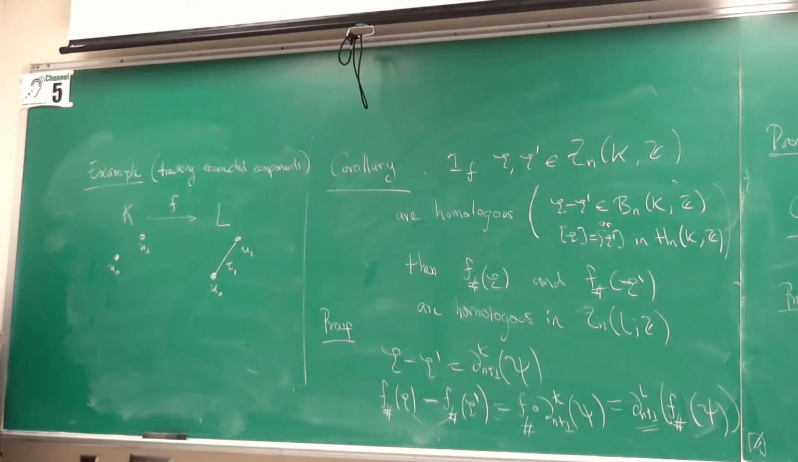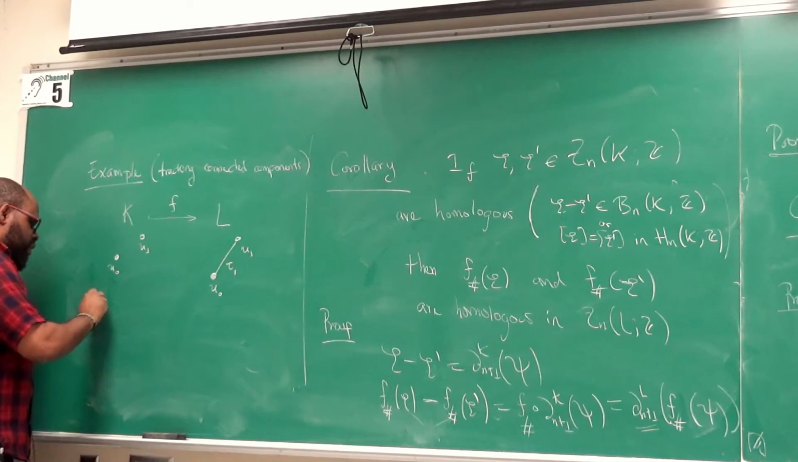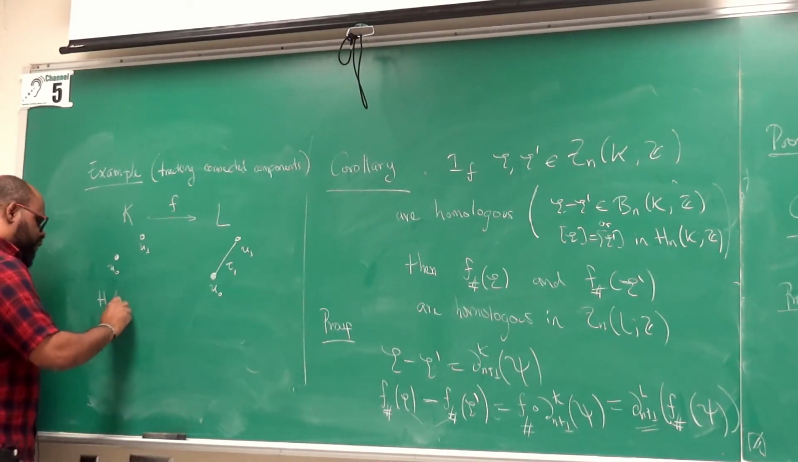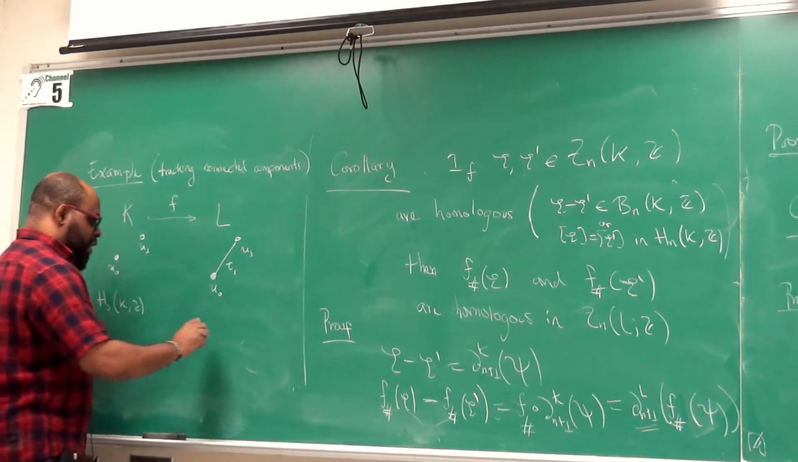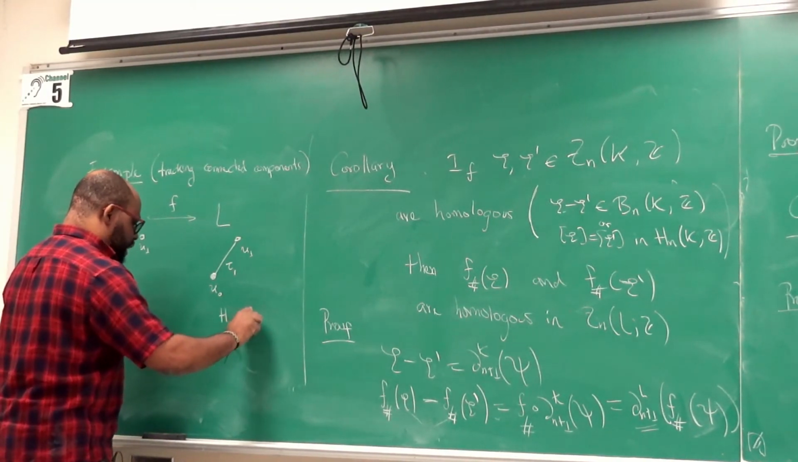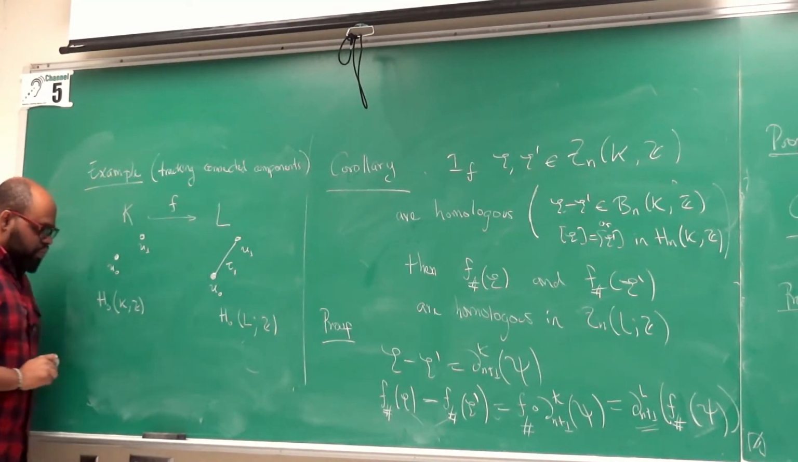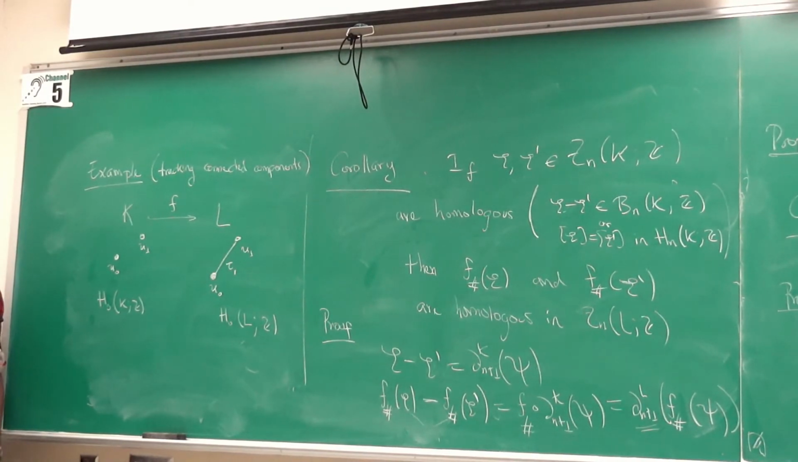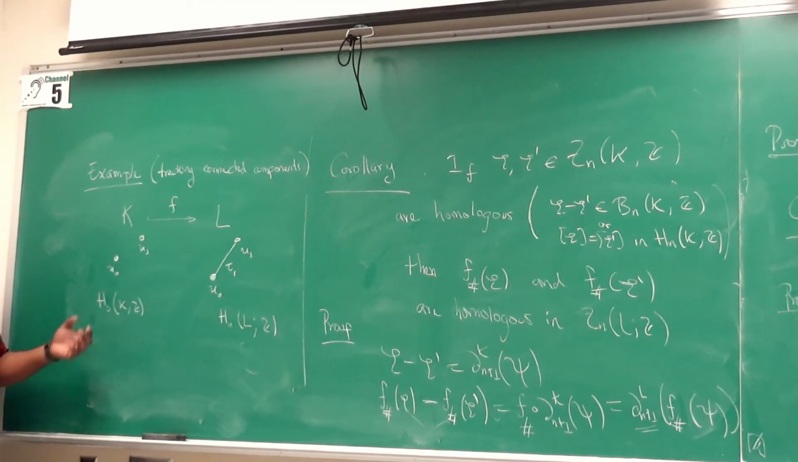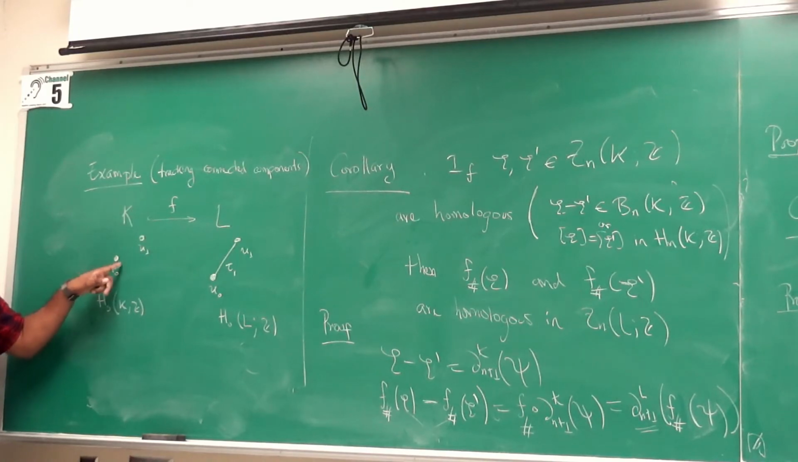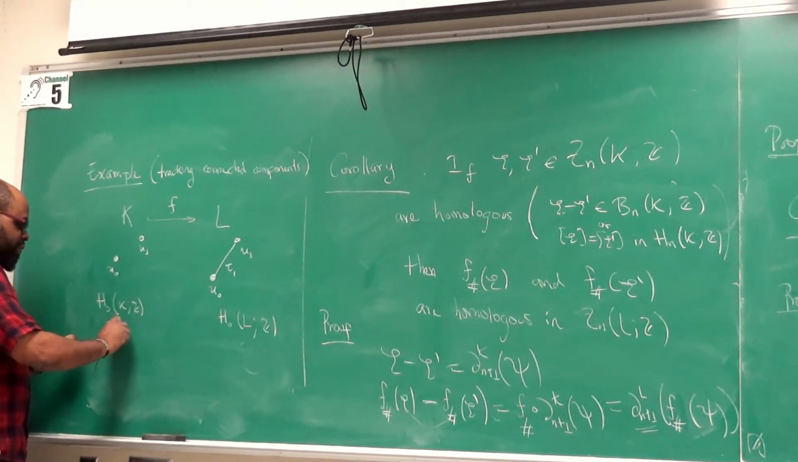Okay. So what happens when I compute H0 of K, and what happens when I compute H0 of L? So again, what do we have to do? We have to look at the zero cycles, right? So each one of these is a zero cycle. And then we have to mod out by the boundaries, but we don't have any boundaries because we don't have edges.